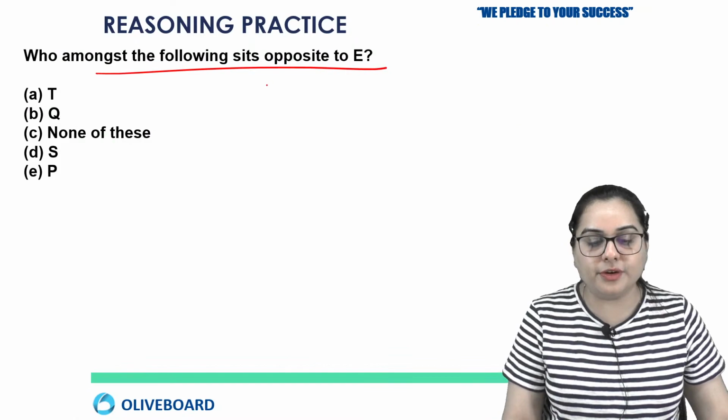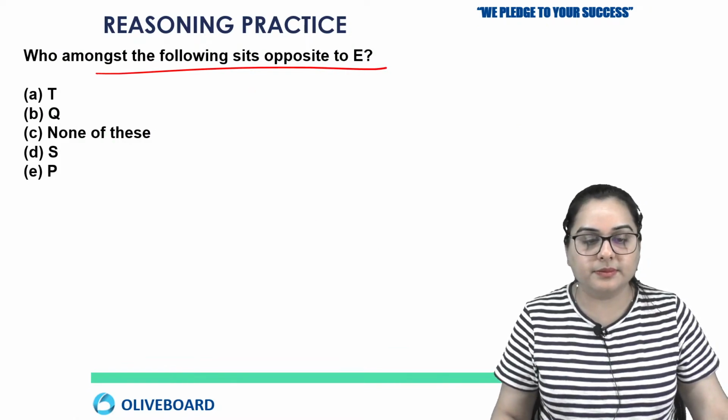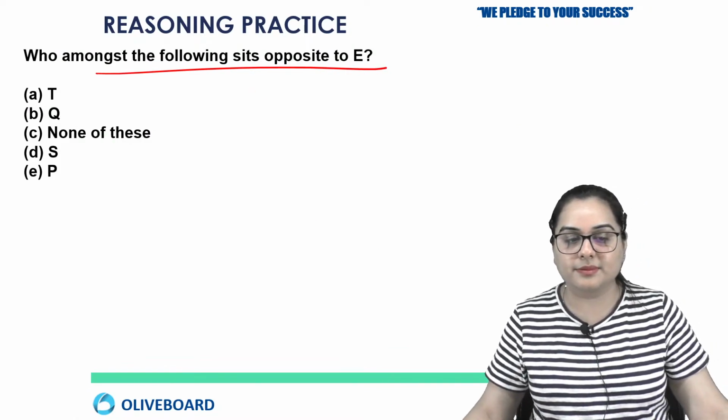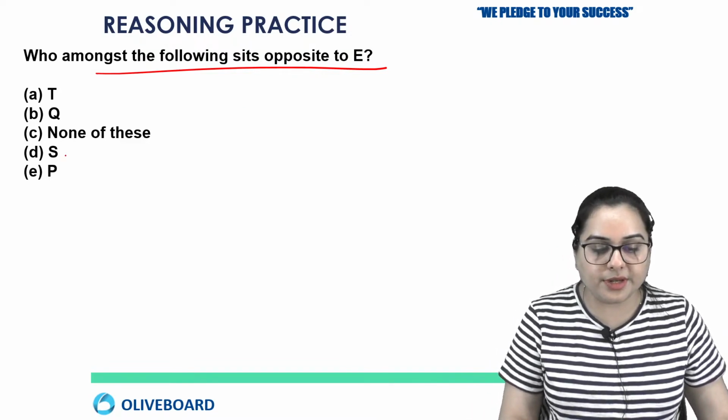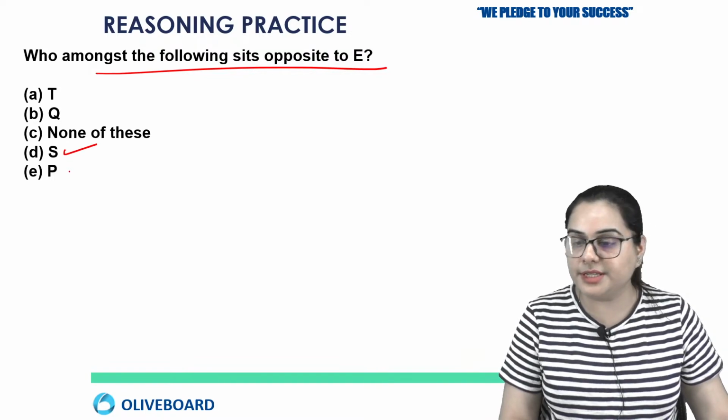Okay, so who among the following sits opposite to E? So who is sitting just opposite to E? You can find this in your solution. It is option number D.